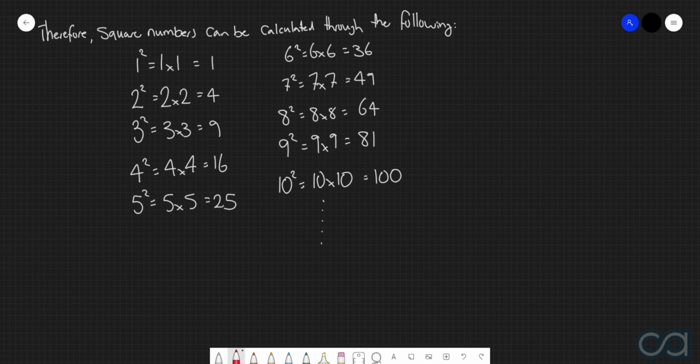Now, from this list, what we can effectively gather is that 1, 4, 9, 16, 25, 36, 49, 64, 81, and 100 are the first 10 square numbers, because these all result from 1 squared, 2 squared, 3 squared, 4 squared, up until 10 squared.